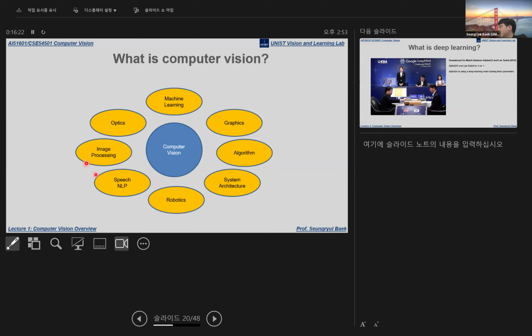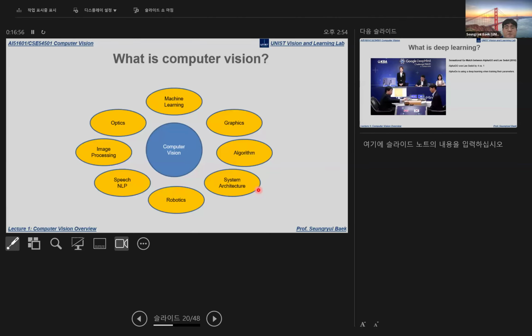So image processing algorithms have many intersections, and also with optics, definitely, because optics is the field that studies how to capture images and video using sensors. So we have many intersections with optics and graphics as well. Also, most of the algorithms have to be implemented in the form of software, so the computer vision field also has many intersections with algorithms and system architectures.